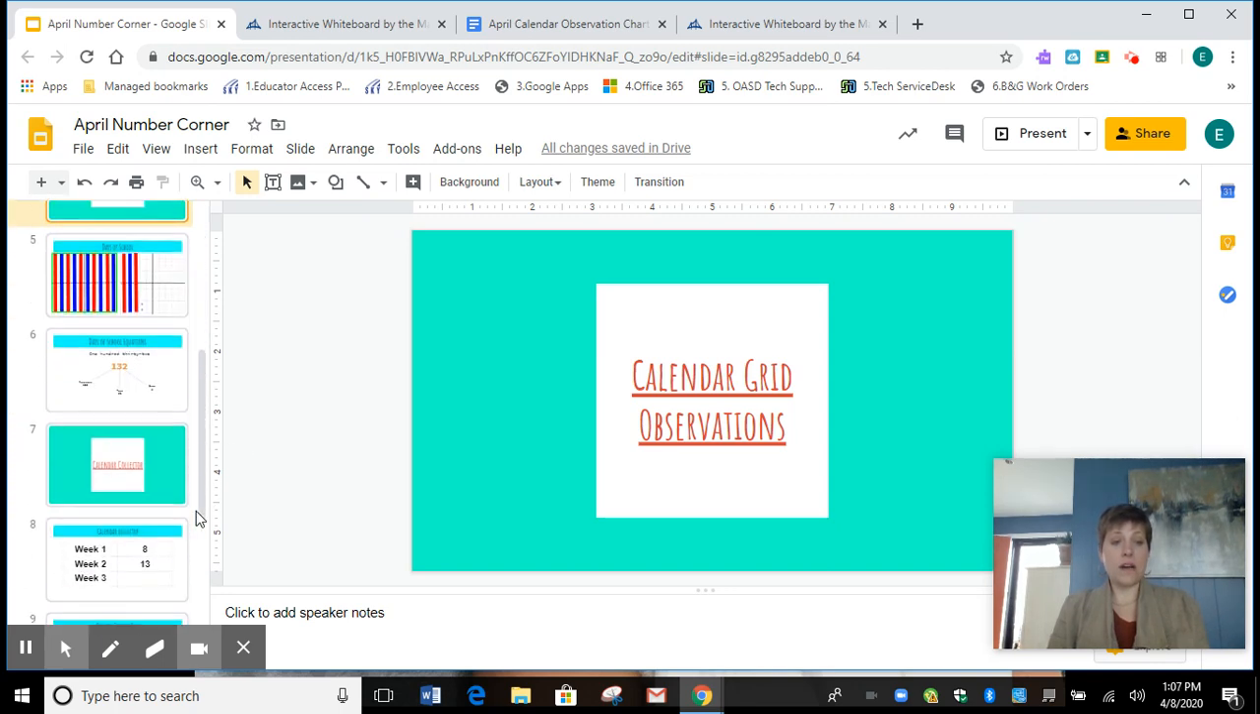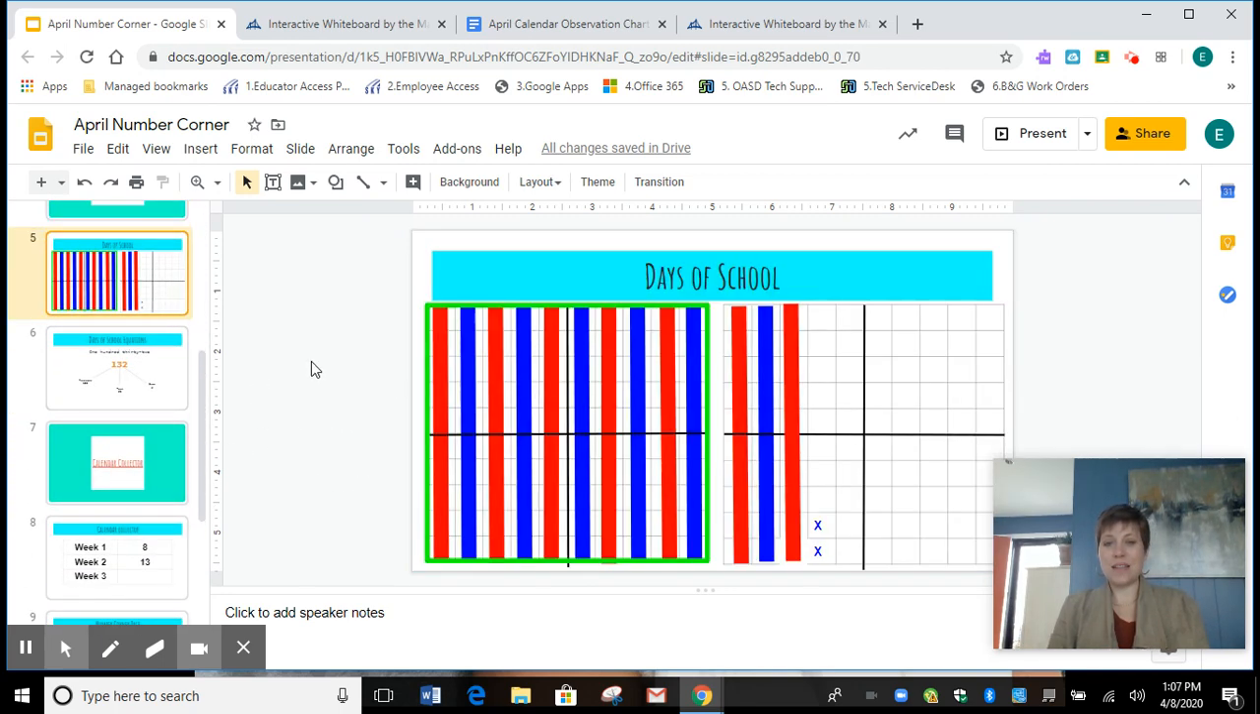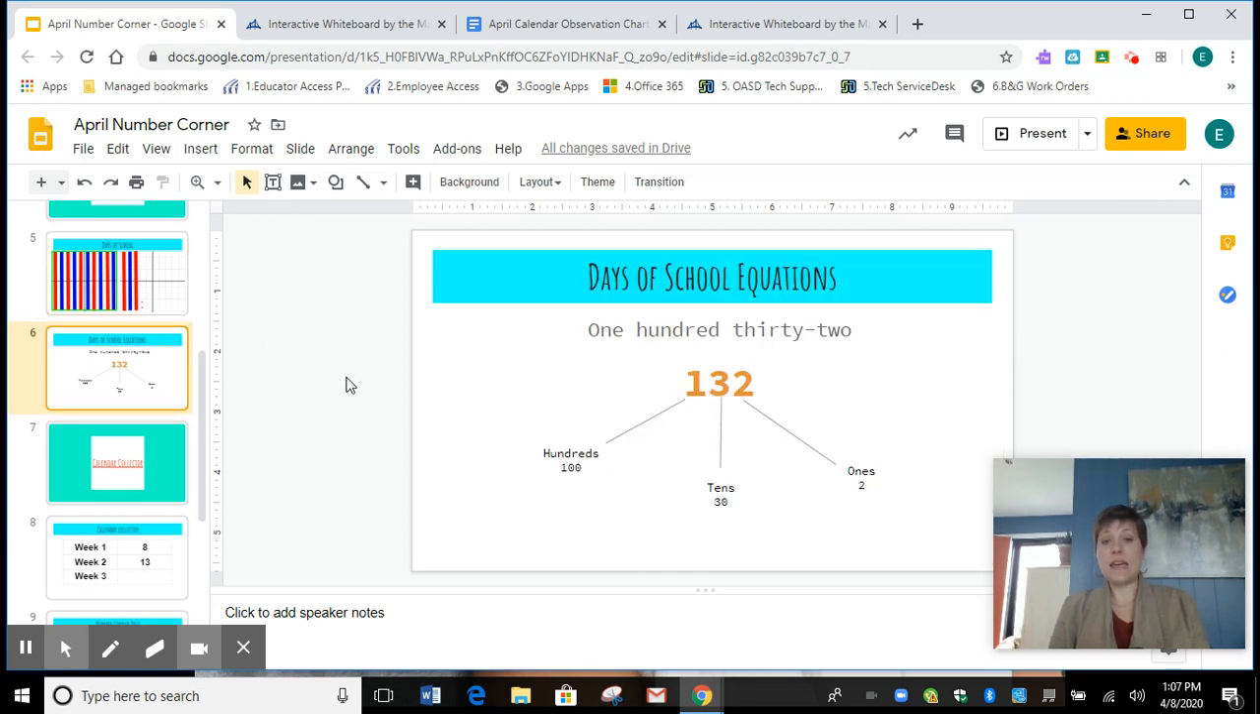Heading on over now for days of school. Today, it is the 132nd day of school. Can you count that up with me, friends? 100, 110, 120, 130, 131, 132. It is the 132nd day of school.